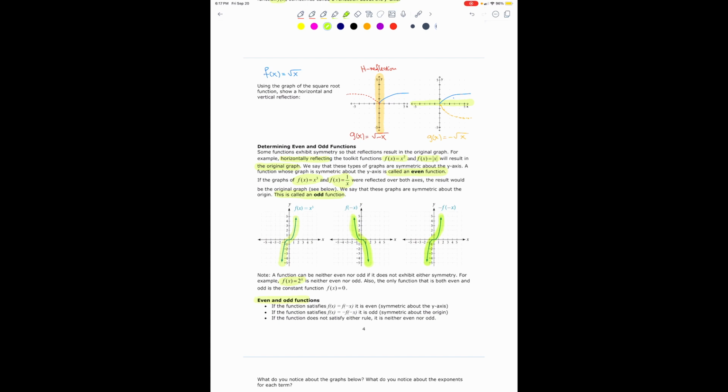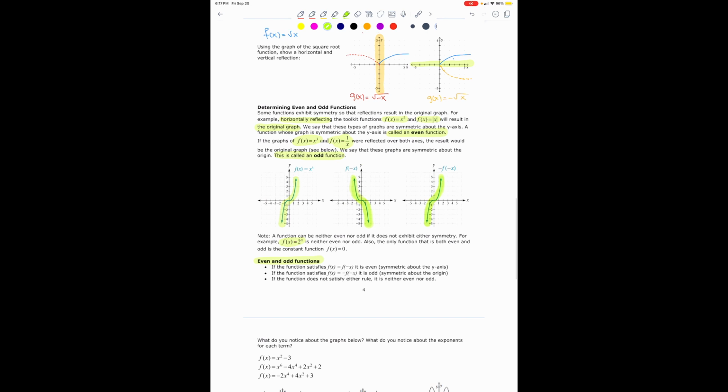Even and odd functions, mathematically. To test this, if a function is even, you're going to replace each x with negative x. If the function f of x is equivalent to the function f of negative x, then it is even. That is how you're going to find out algebraically.